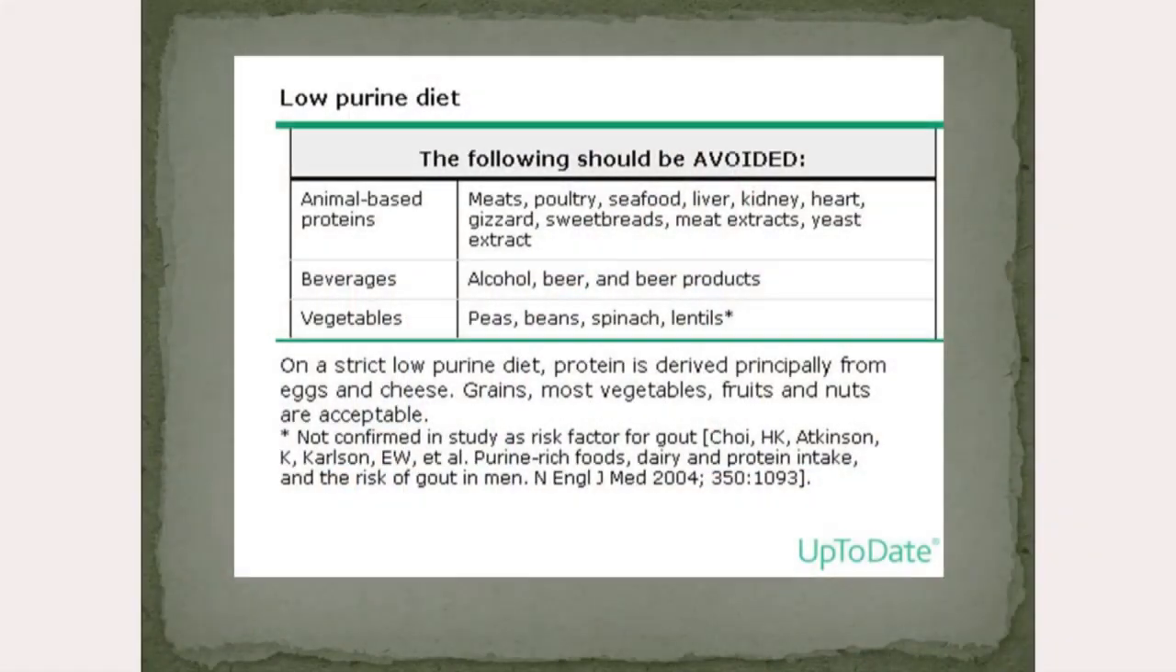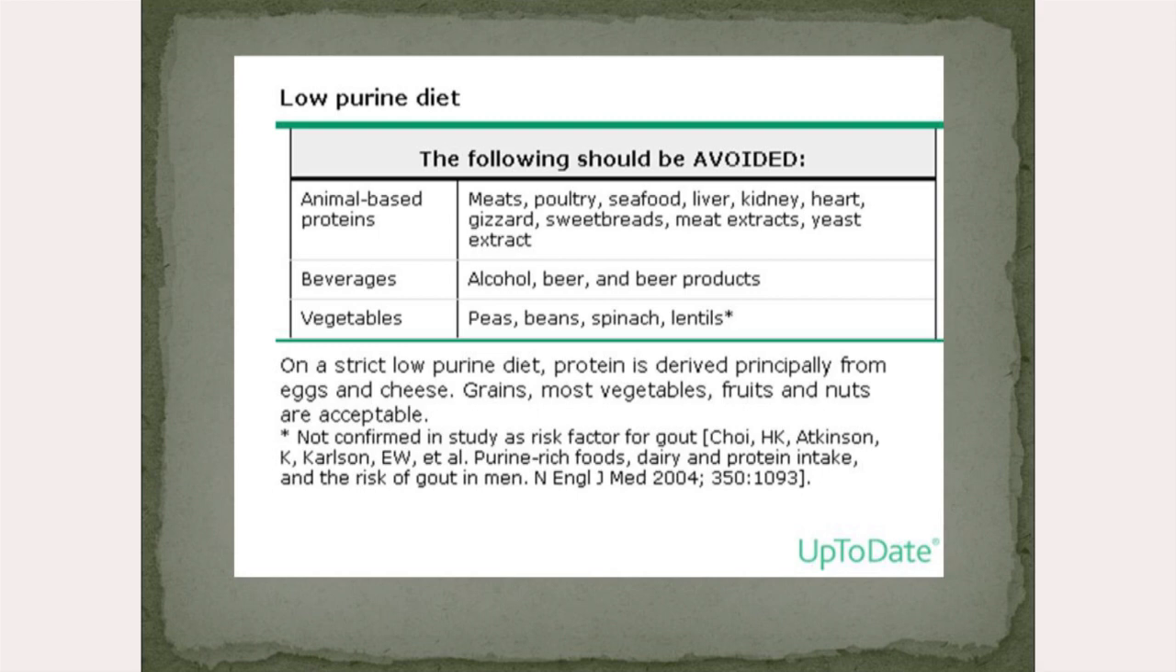So some of the foods to be avoided, if you have gout or you know someone who has gout and you're wondering what foods you should avoid to have a lower purine intake, definitely avoiding animal-based proteins, especially red meats, but also seafood, poultry, liver, kidney, heart, gizzard, sweetbreads, meat extracts, yeast extract. These are all high purine content foods and can increase your risk for gout.